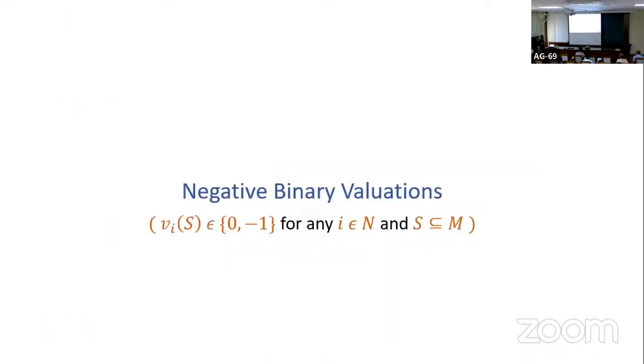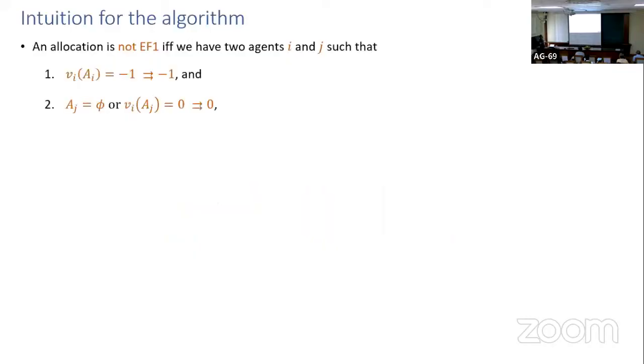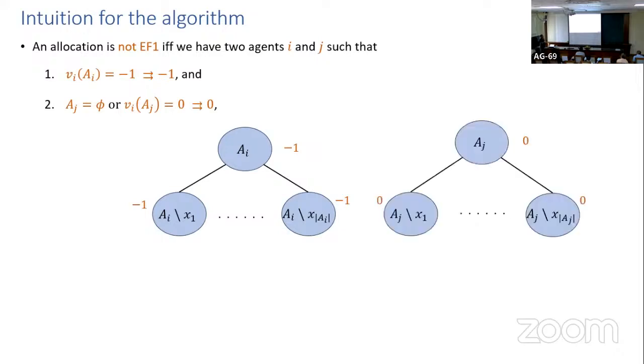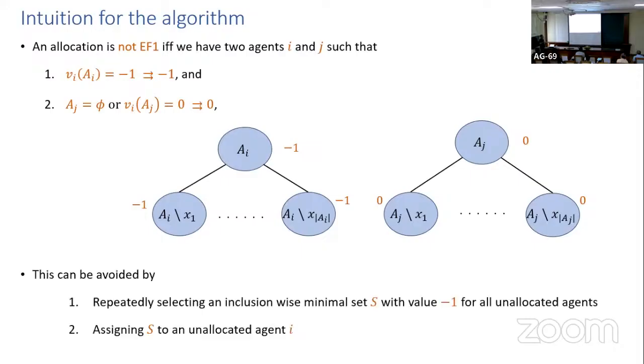So now we'll show the result for negative binary valuations. What's the intuition for the algorithm? Observe that an allocation is not EF1 if and only if we have two agents, i and j, such that agent i values its bundle at -1, and by removing any item, the resulting bundle has value -1 for it. Whereas it values agent j's bundle at 0, and by removing any item from agent j's bundle, the resulting subset has value 0 for it. So how do we overcome this problem? This is a rough intuition.